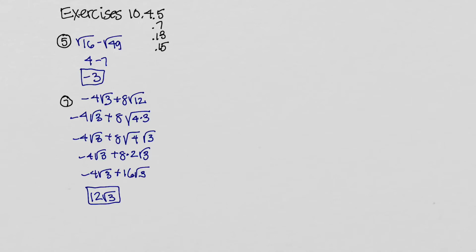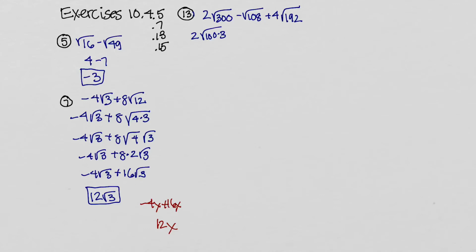Now really, are you okay with that? I mean, if you had negative 4x plus 16x, you'd be okay writing that as 12x. Instead of x, though, we just have square roots of 3's. So let's see if we can break these down into something that has like terms. The numbers are kind of big, so it's going to be a little bit of a challenge, but 300 we might be okay with that. We can write as 2 times, well, how about 100 times 3, because I know the square root of 100.